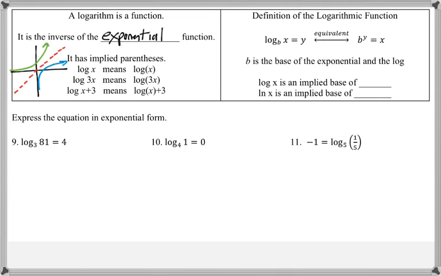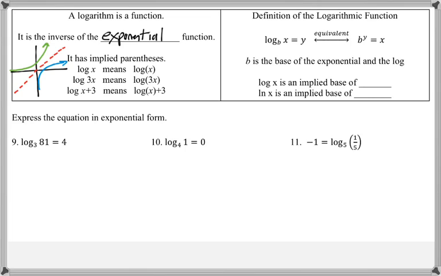Okay, so also logarithms have implied parentheses. So if you see log of x, that really means the same thing as log of x with parentheses. This x is really the input of the logarithmic function. Log of 3x means the same thing as log of 3x with parentheses. Now this is where we need to be careful, is when you see plus and minus signs, because that really indicates that we have a different term.